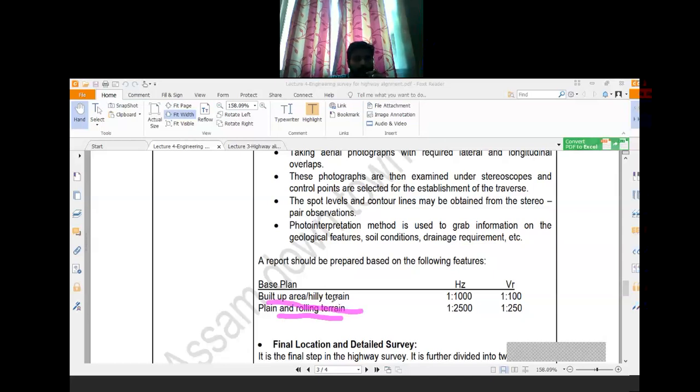For the built-up area or hilly terrain, the horizontal scale would be 1 in 1000 and the vertical would be 1 in 100. And in the plain or rolling terrain, it would be 1 is to 2500, and for the vertical it is 1 is to 250.